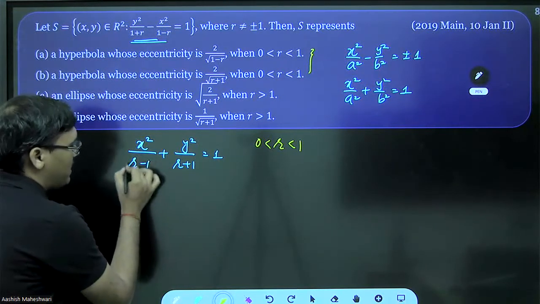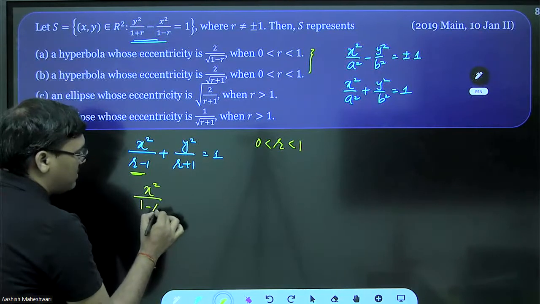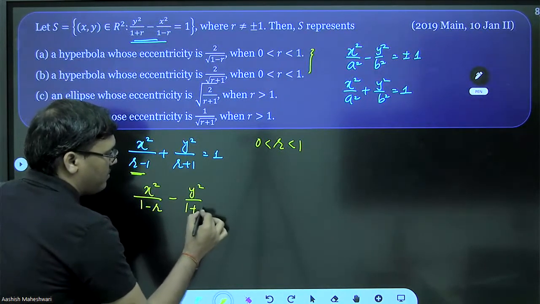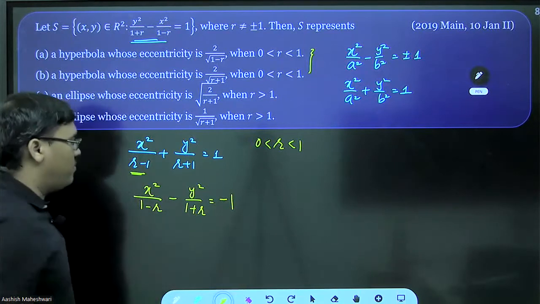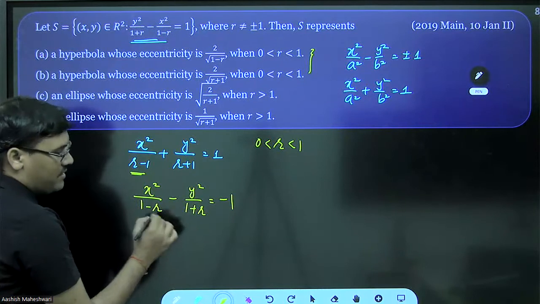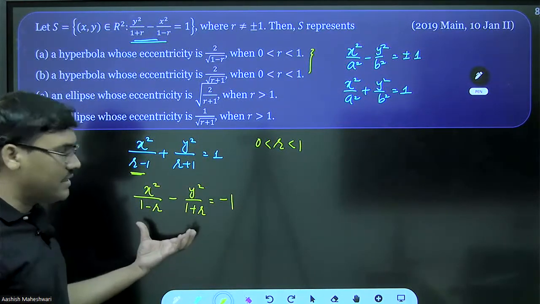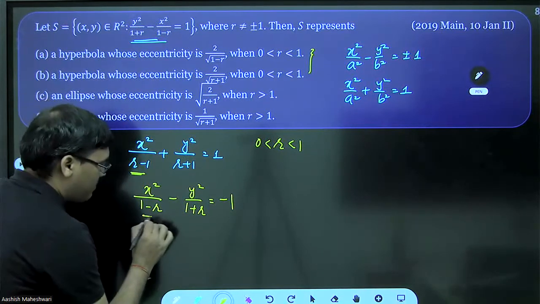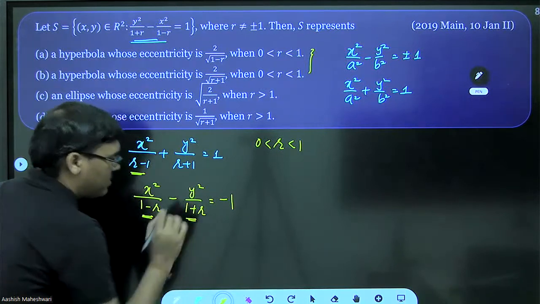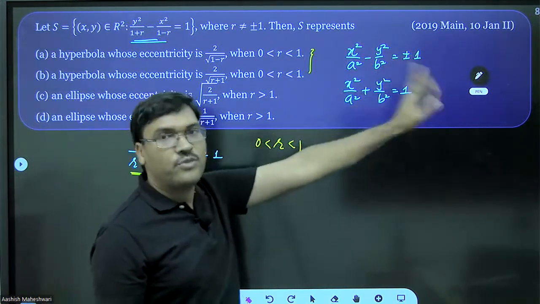Now see, this quantity, if this is negative, what you can do is, this is x square upon 1 minus r minus y square upon 1 plus r equal to minus 1. What I have done is, I have taken this negative sign from 1 minus r to this side. Now you see here, this quantity is positive because r is between 0 and 1. This is of the form x square upon a square minus y square upon b square equal to minus 1.